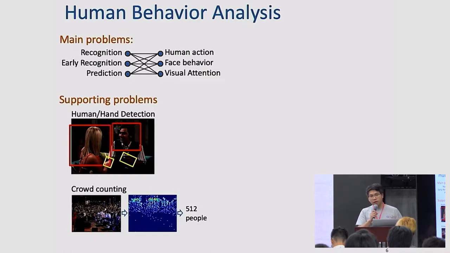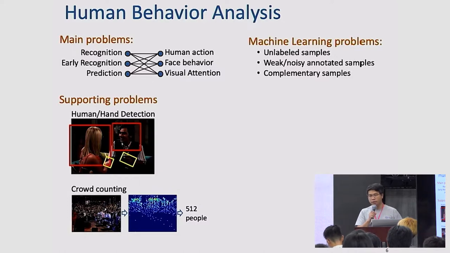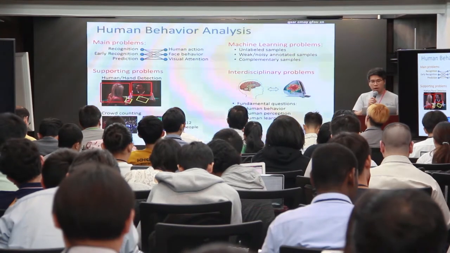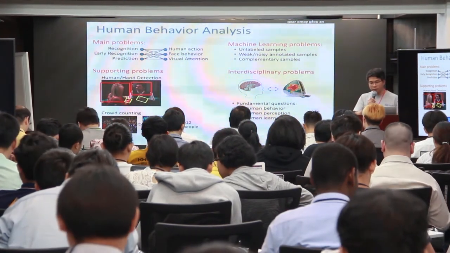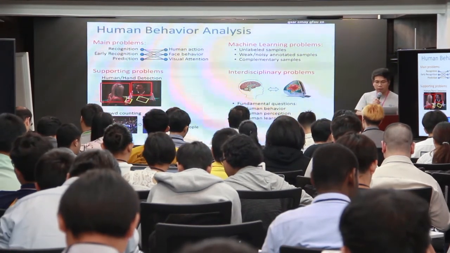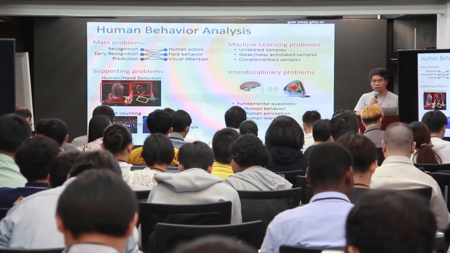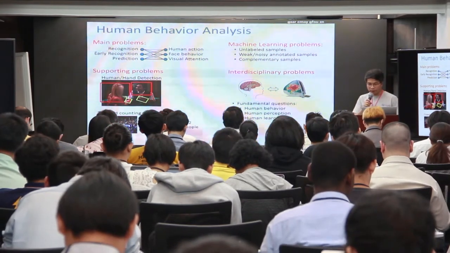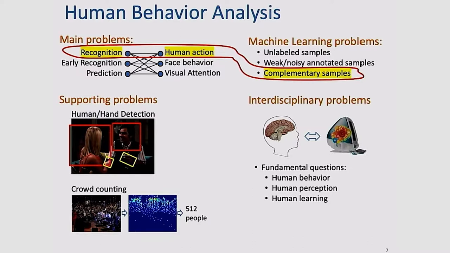Now, much of my research is initiated by applications of computer vision, but it is driven by fundamental problems in machine learning. In this area, the data that you have is usually very limited. You have mostly unlabeled samples, or the annotated samples you have are often weak and noisy. So how do you learn from unlabeled, weakly labeled, or noisily labeled data? Because you have a lot of other samples and information, how do you learn from complementary samples? This area also requires an interdisciplinary approach, so I often collaborate with people in psychology and psychiatry, and we look at problems in human behavior, perception, and learning.